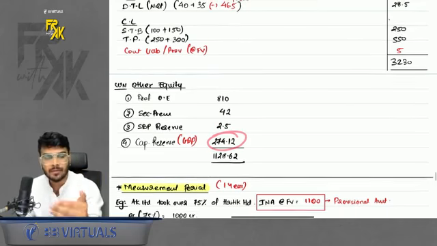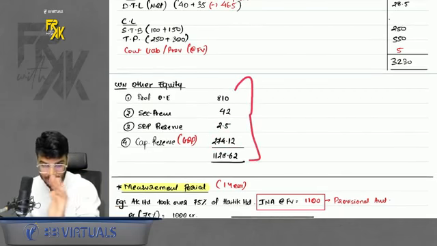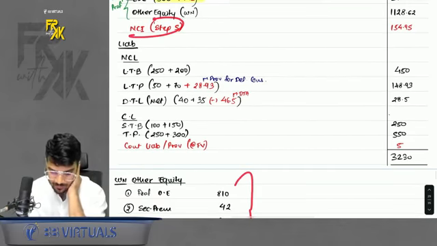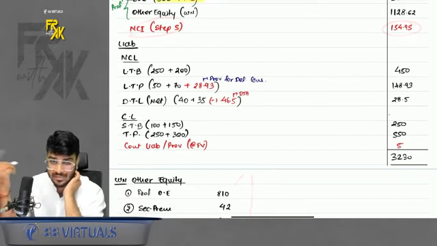Okay. This will come with practice. This you will remember only with practice. Don't try to rote-learn this. Okay. Then NCI will come. We already got the value of NCI in step number 5.